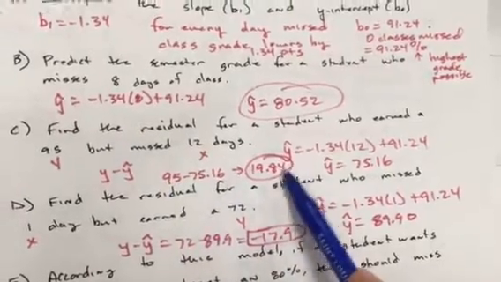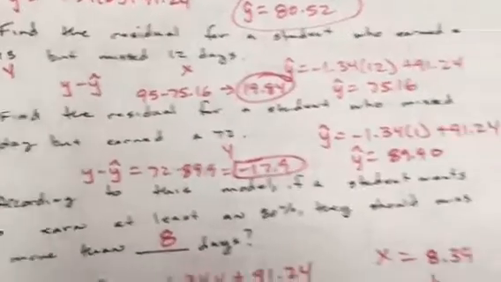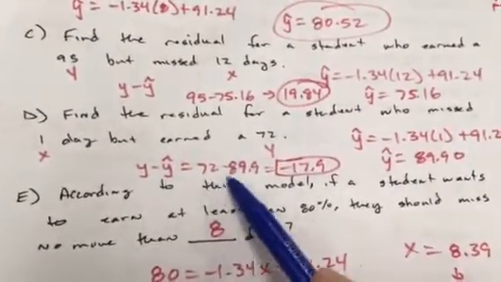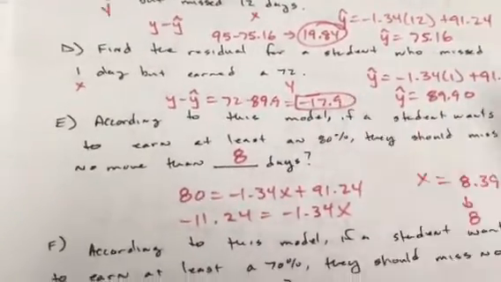95 minus that, 19.84. Find the residual for a student that missed 1 day but earned a 72. Plug 1 in there. They should have gotten 89.9. 72 minus 89.9. Residuals can be negative. That means you underperformed in most cases.